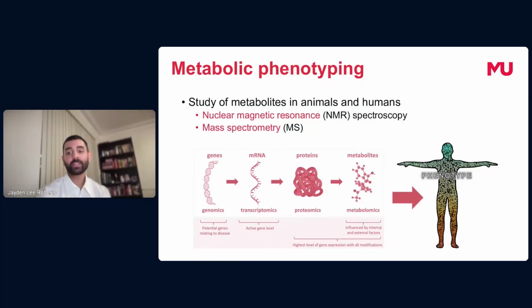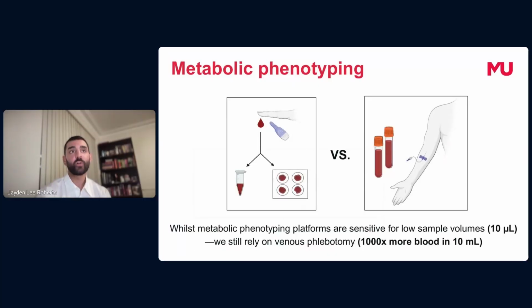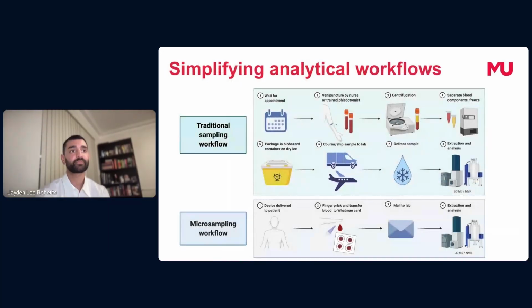So, despite these sensitive analytical platforms existing for low volumes, the field of metabolic phenotyping still relies on large volume collections like phlebotomy, when we really only need a small sample volume like those that can be collected with a microsampling device or a DBS card, for instance. To put that into perspective with numbers, a typical sample prep for a metabolic phenotyping methodology might require something as small as 10 microliters. And that could in fact come from a sample that's 10,000 times more in volume if it was to come from a 10 ml blood collection tube, highlighting how much volume is not needed as part of this exercise.